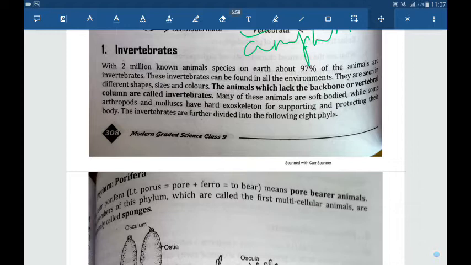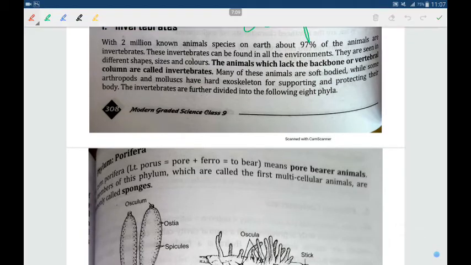Invertebrates. So how many animals are known till now? 2 million animals are known. Among them 97% are invertebrates and only 3% are vertebrates. So invertebrates number is maximum on the earth. Again, we have discussed their shape is different, size is different, color is different. Some are hard, some are soft, isn't it?